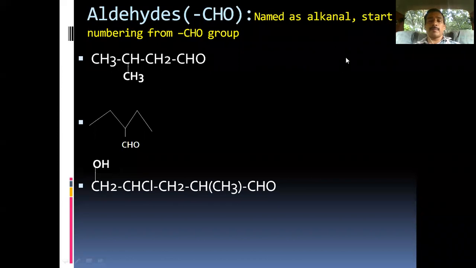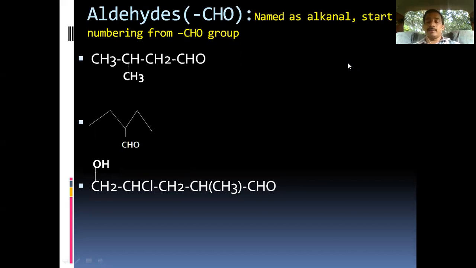Today we can discuss the nomenclature. Last class we discussed up to ethers. Today we can begin it with the aldehydes. Nomenclature of aldehydes. Aldehydes are named as alkanals.